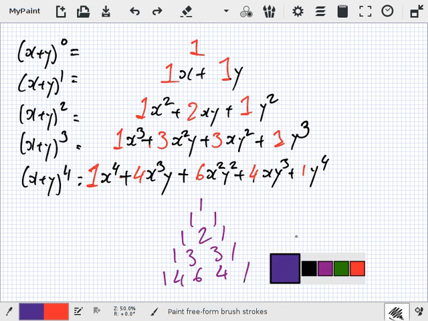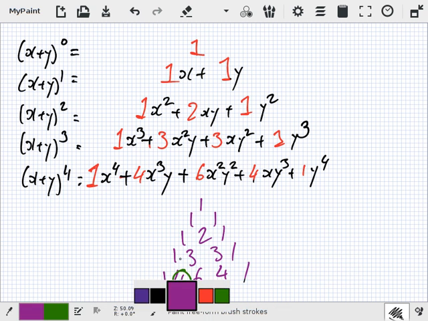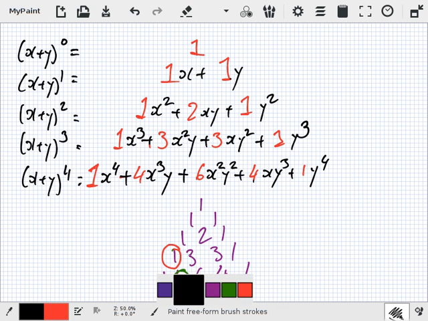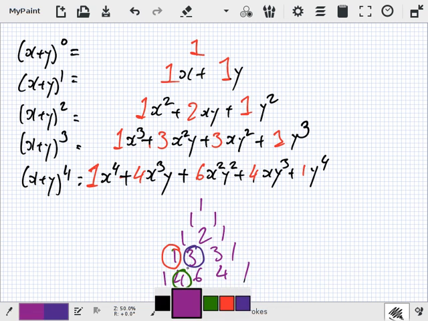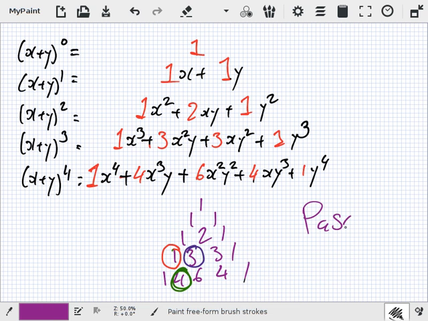So, let's see. For example, if I want the 4 here, you can think like this: mother, father, together, child. A number family tree, okay? Not difficult. This triangle is called Pascal's triangle. And it's a very, very useful triangle for expanding.